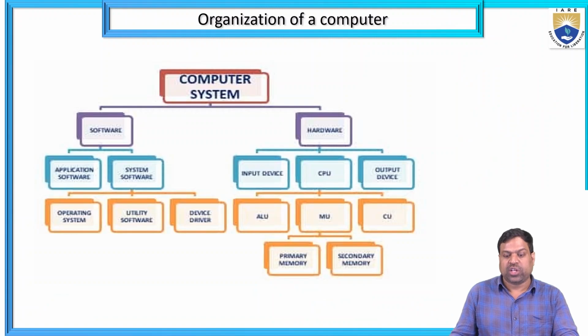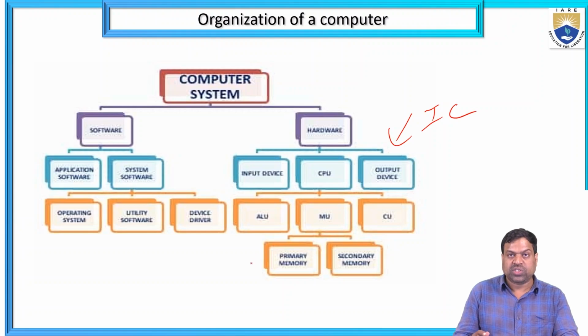It is another block diagram. So a computer system is divided into software and hardware. Software is either application software or system software. In the system software, there are the operating system, utility software, and device drivers. What is hardware? Input device, CPU, output device, ALU, memory unit, control unit, and primary memory, secondary memory. These are the hardware. We need some ICs.